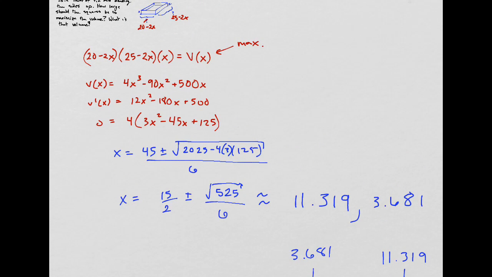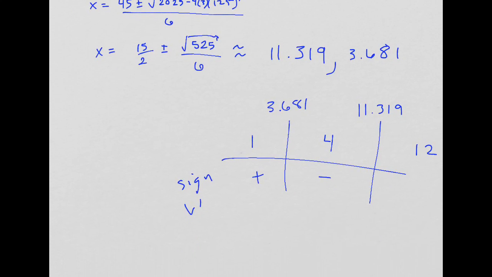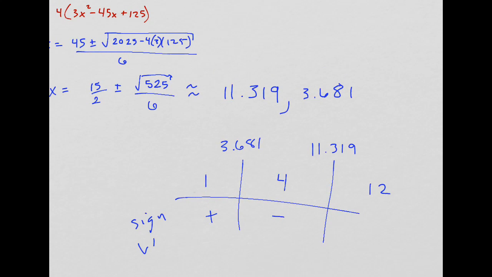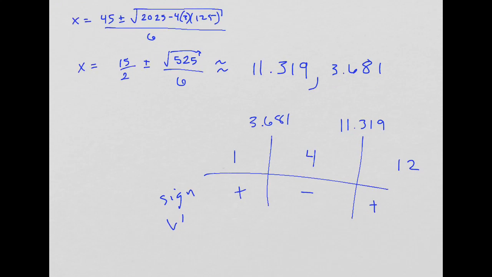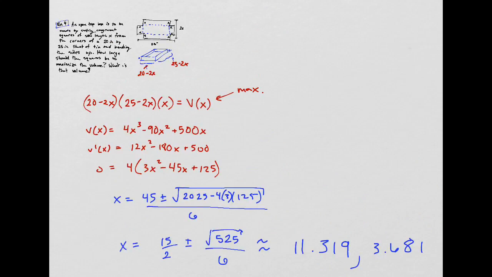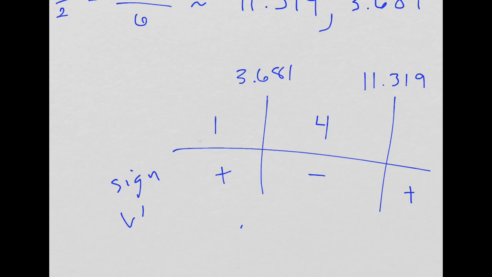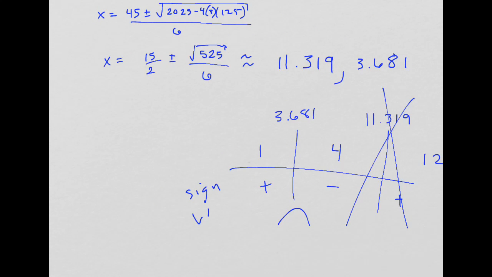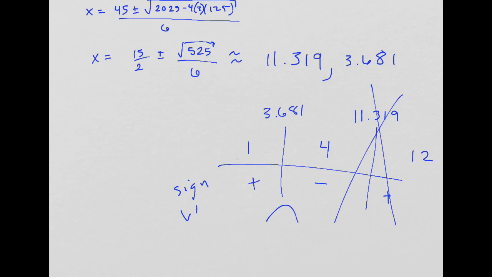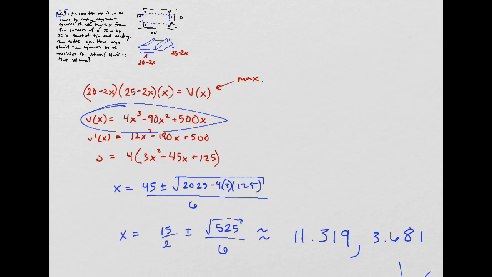I get a positive, definitely. Plug in a 4, what do I get? I get a negative when I plug in 4, and when I plug in 12, I get a positive. So what happens? What did I want? I wanted my volume to be maximized, so I'm looking for a local maximum. This is going up and then going down. This one is a minimum, so I know I don't need to include that. So great, I have a local maximum at 3.681, with a value of whatever I get when I plug it into the actual volume formula.